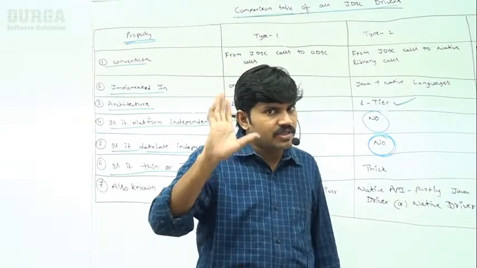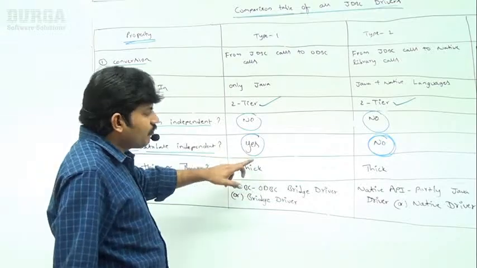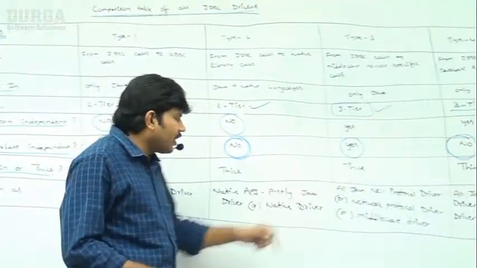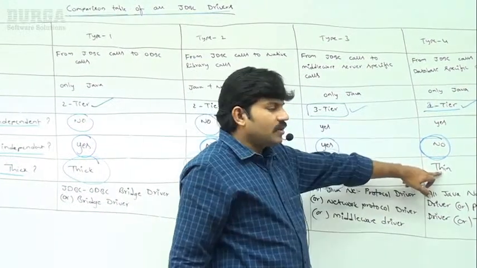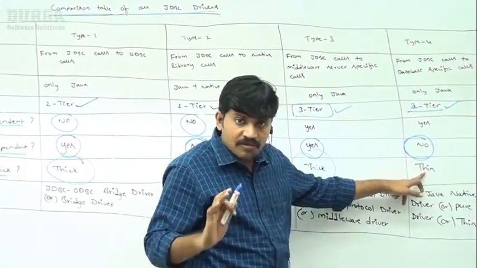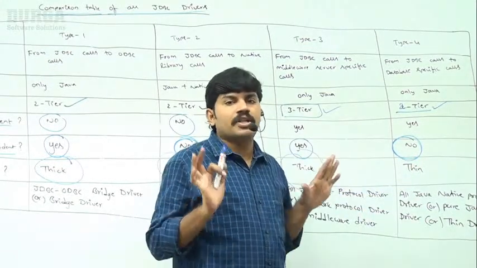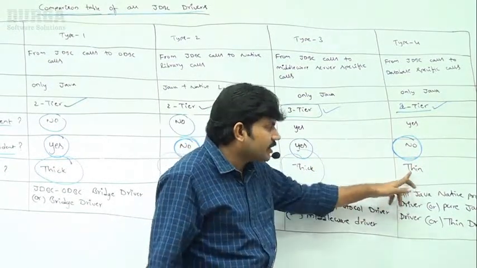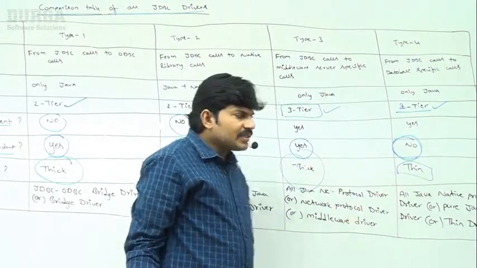I covered this in the last videos clearly, sir. Observe, sir, is it thin or thick? Yes, type 1, type 2, type 3, all the drivers are thick drivers only. But type 4 driver is the thin driver because it can communicate directly with the database without taking support of any extra component. That's why it is the thin driver, right? Clear, right?